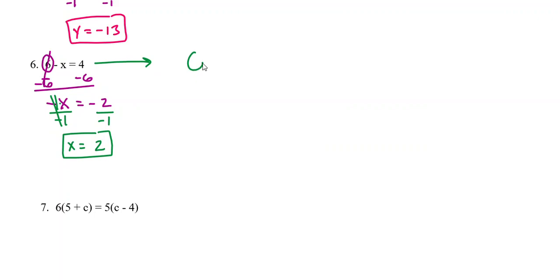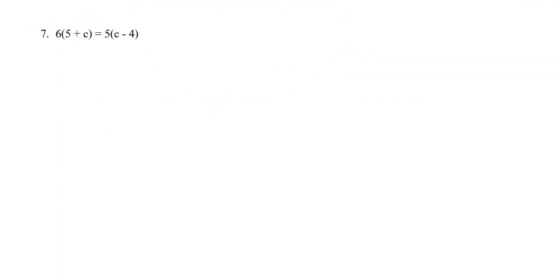Plug this back in. 6 minus 2 equals 4. 6 minus 2 does equal 4, so there we have it. And finally, we're going to distribute on the left side of the equal sign and on the right side of the equal sign. 6 times 5 is 30, plus 6 times c is 6c. 5 times c is 5c, and 5 times negative 4 is negative 20.